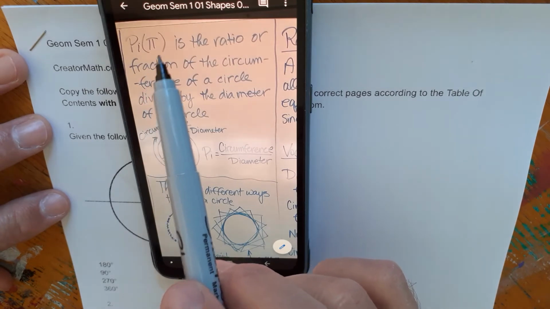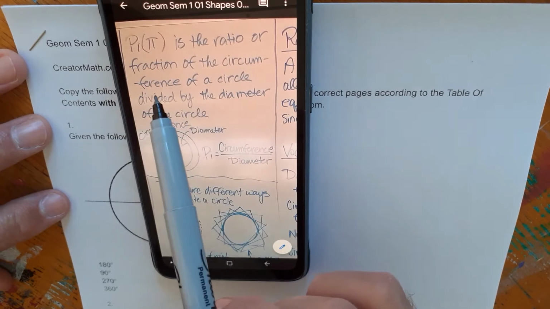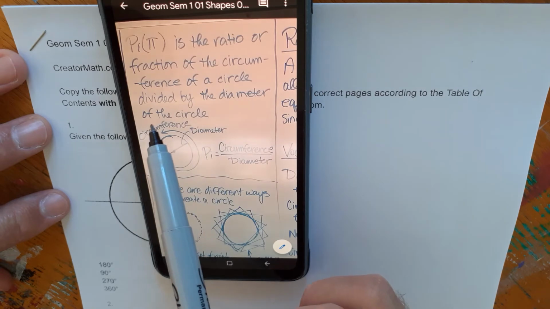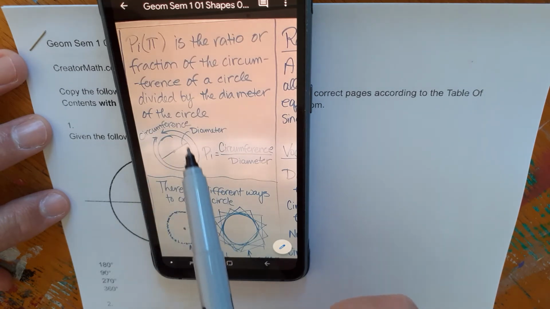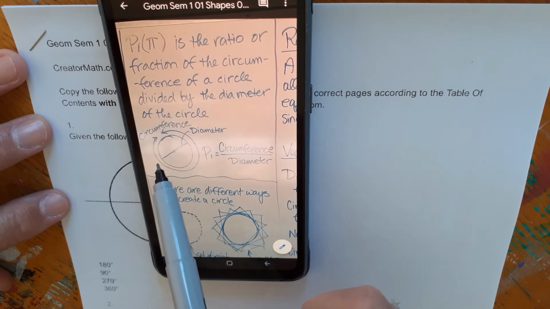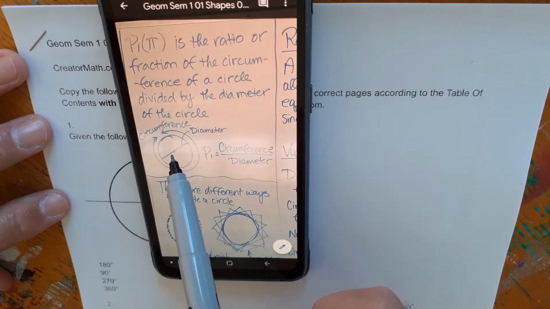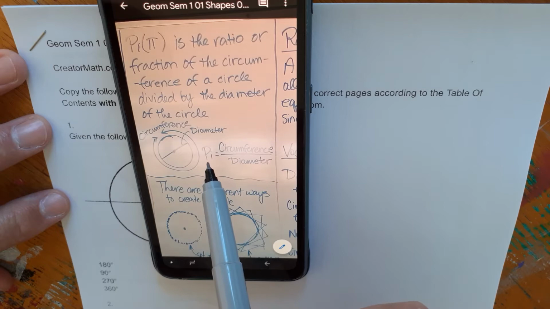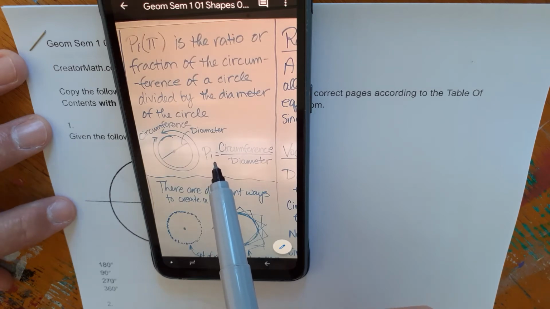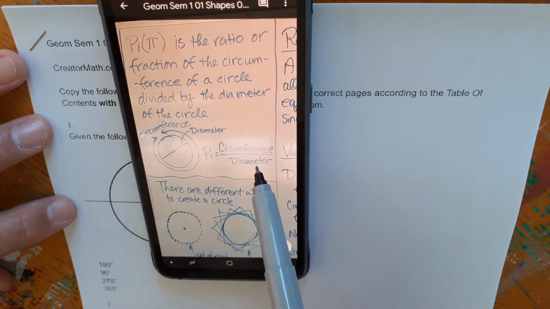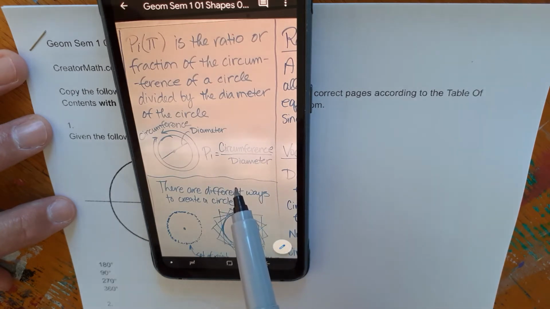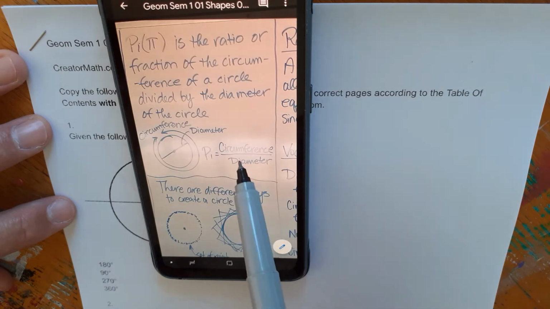Pi is the fantastic ratio, which is the circumference of a circle divided by the diameter of the circle. Circumference is around the outside, and the diameter is the distance from side to side of the circle through the center, and it is pi, the Greek letter, equal to circumference divided by diameter. You learned probably in middle school that that ratio was 3.14.